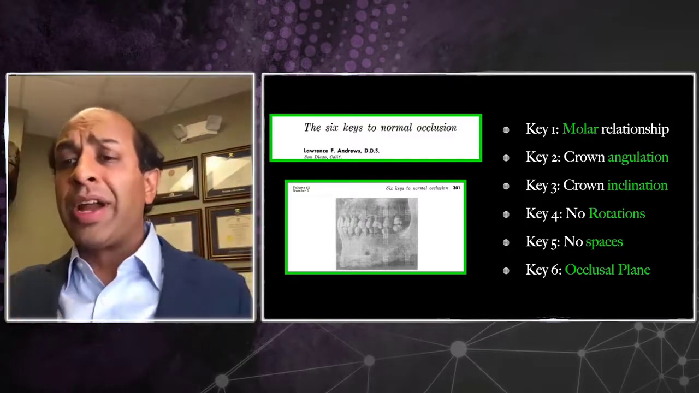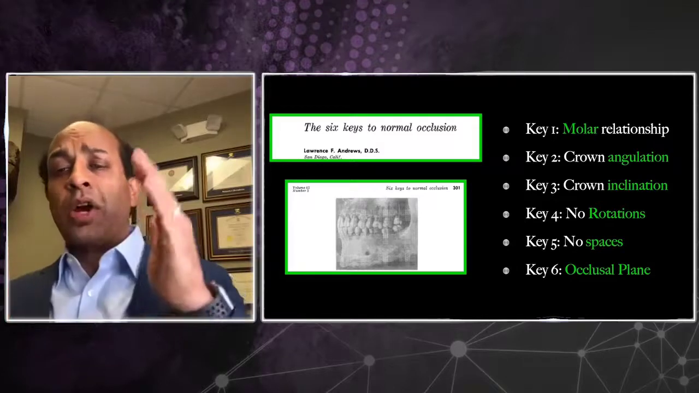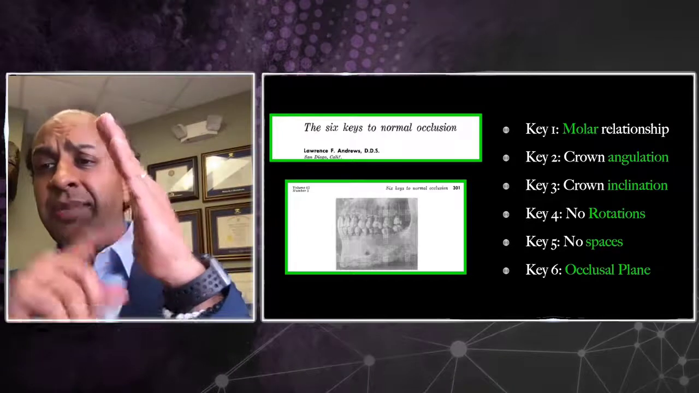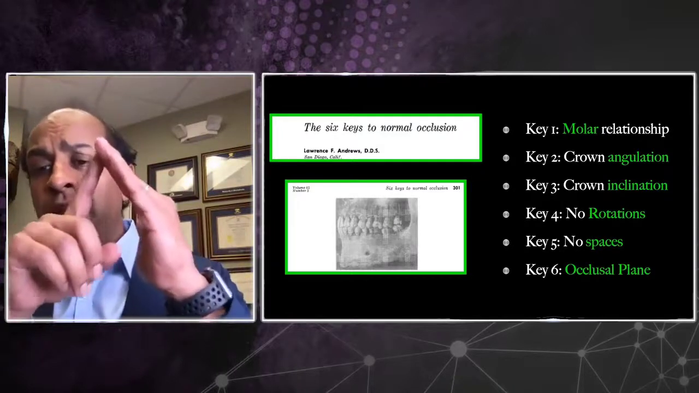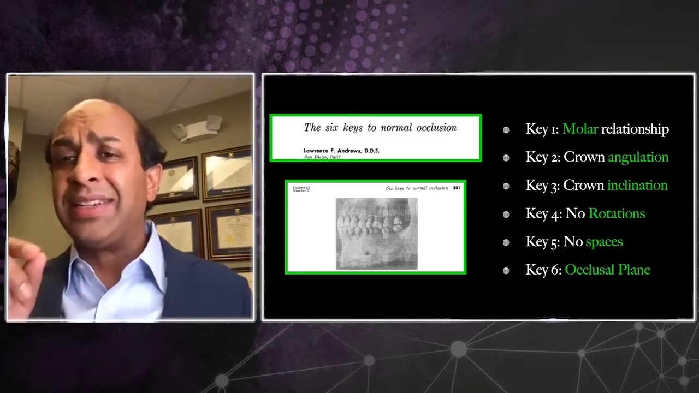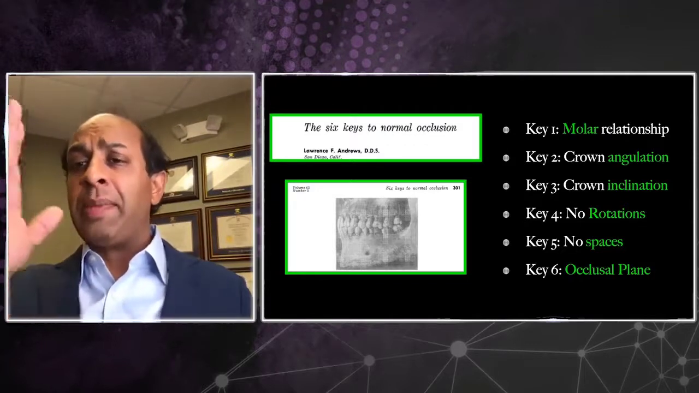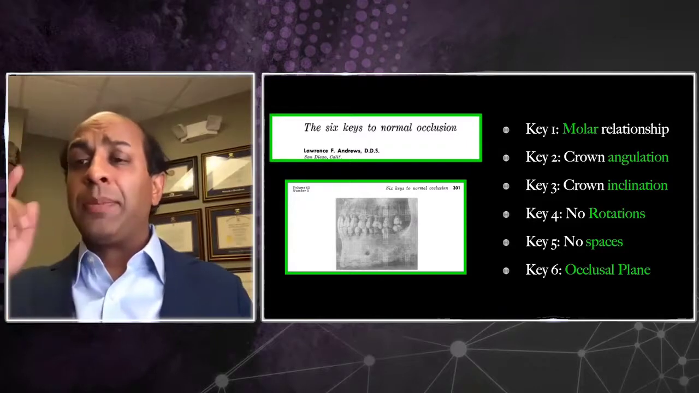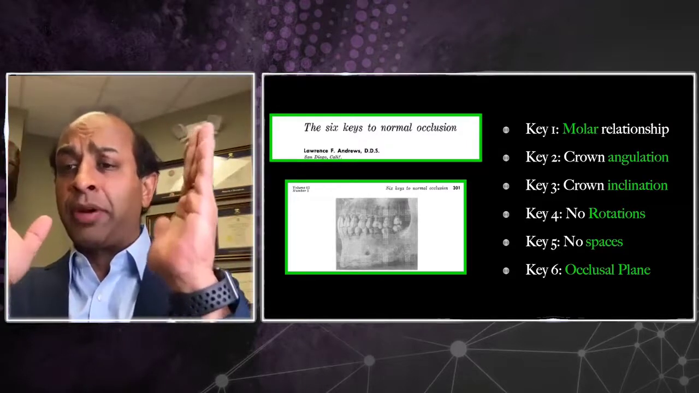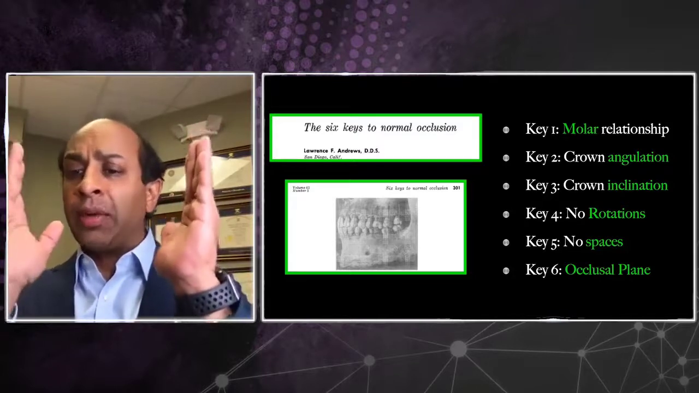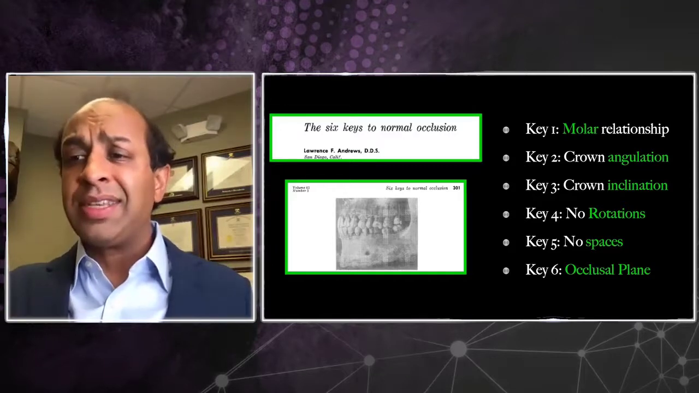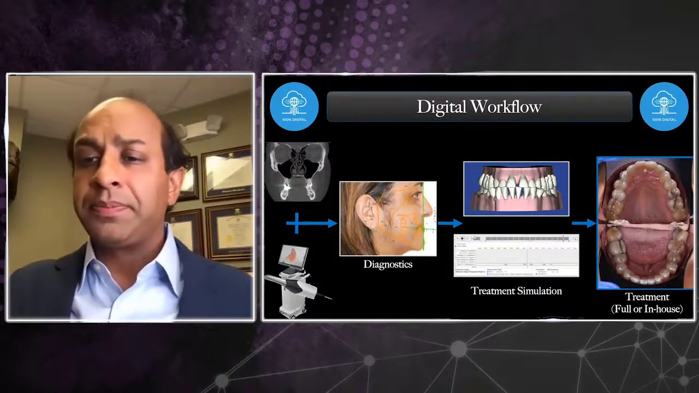We want to make sure that our crown angulations are such that the incisal edge or the occlusal edge is going to be slightly mesially tipped to the gingival portion of the clinical crown. We want to make sure that our crown inclinations, or the torque of the upper anterior teeth, are going to be such that they're going to be positively torqued, and in the posterior teeth that they're going to be upright or slightly lingually inclined so that we have a proper curve of Wilson and we're not introducing any non-working interferences. We're going to make sure that we have no rotations, no spaces, and a flat occlusal plane.